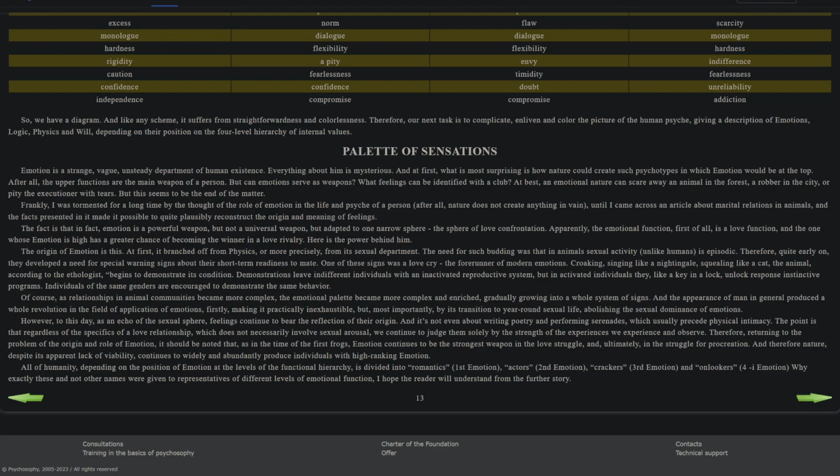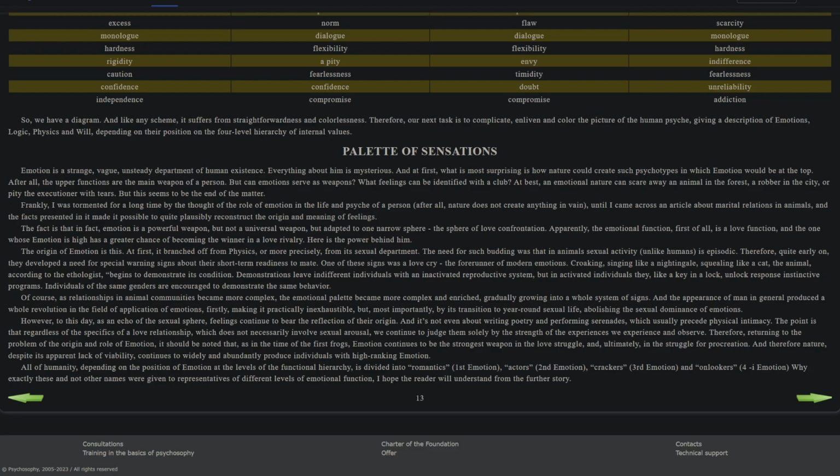Demonstrations leave indifferent individuals with an activated reproductive system, but in activated individuals, they, like a key in a lock, unlock response instinctive programs. Individuals of the same gender are encouraged to demonstrate the same behavior. Of course, as relationships in animal communities became more complex, the emotional palette became more complex and enriched, gradually growing into a whole system of signs. And the appearance of man in general produced a whole revolution in the field of application of emotions.